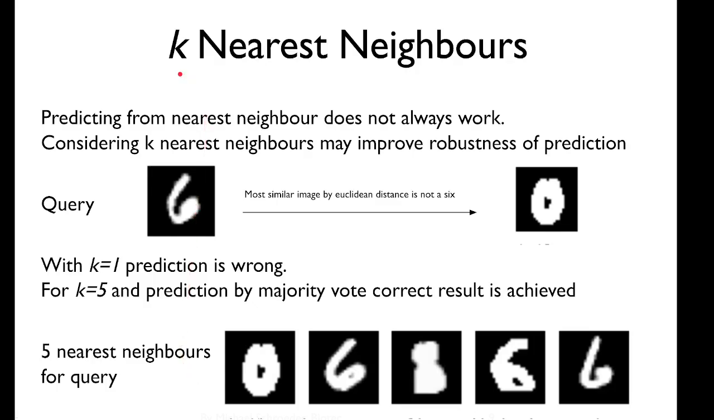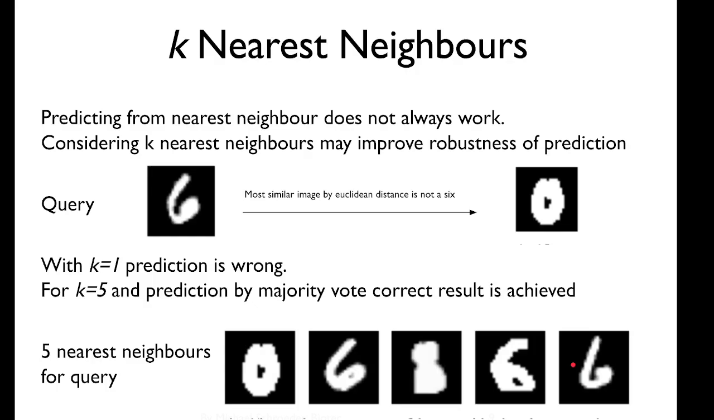Now, let's look why K-nearest neighbors might be useful. If we have this picture as a query, then it turns out that among the 60,000 training examples, the most similar in Euclidean distance is this, which is clearly a 0, and that means we will get a wrong prediction. But if we look at the top 5, we get these pictures here, and you see that this, and this are all 6s, and that means 3 out of the 5 top predictions by Euclidean distance have the correct label, and so a simple majority vote with K equals 5 will give us the correct result.